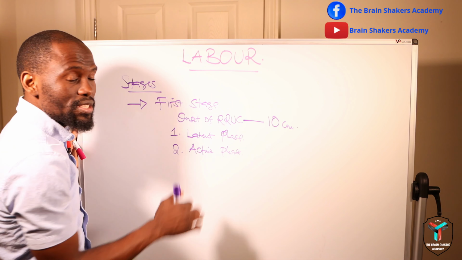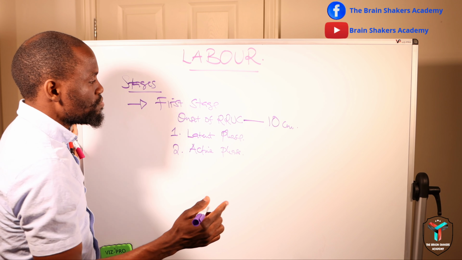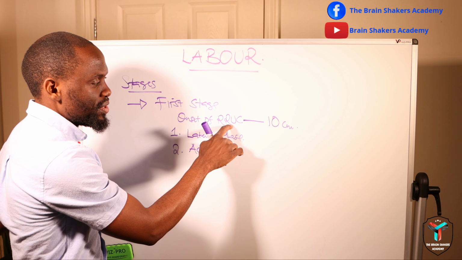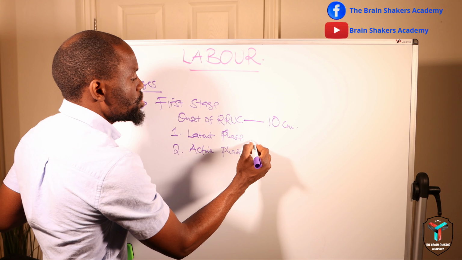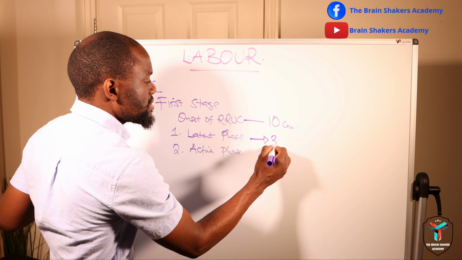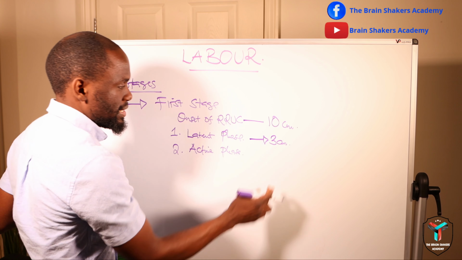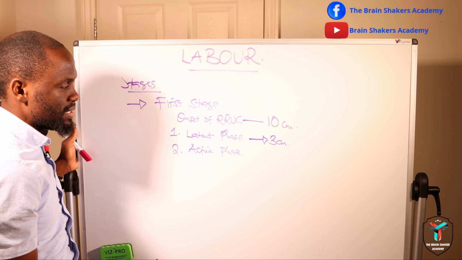So the latent phase of labor is when you move from the onset of regular rhythmic uterine contractions to about 3 centimeters dilated. That is, the cervix is going to be 3 centimeters dilated.